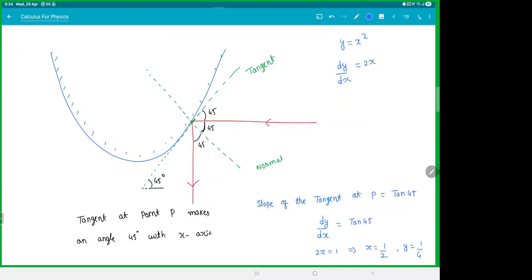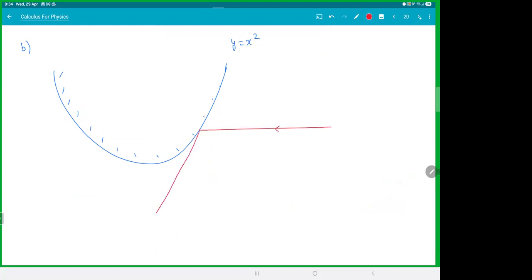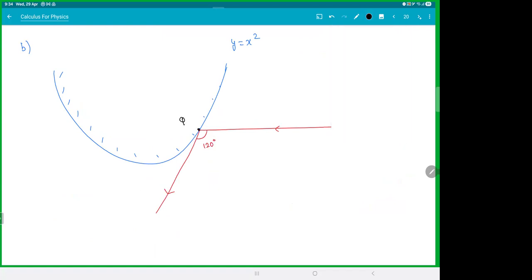Now, same logic, can you do for this guy? Since you understood this, let's do the same thing. Let's say y is equal to x square. I'll keep it same, but this time the ray hits the mirror and it bounces off like this at 120 degrees. Let's call this point Q now. Can you find the coordinates of Q? I'll give you a minute. I showed you for 90, right? You guys give it a try for 120.